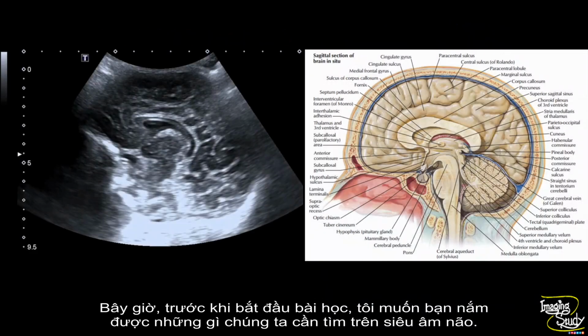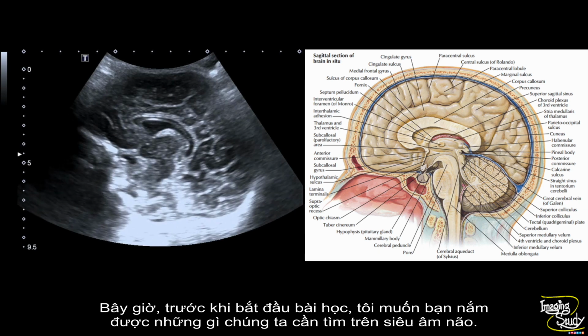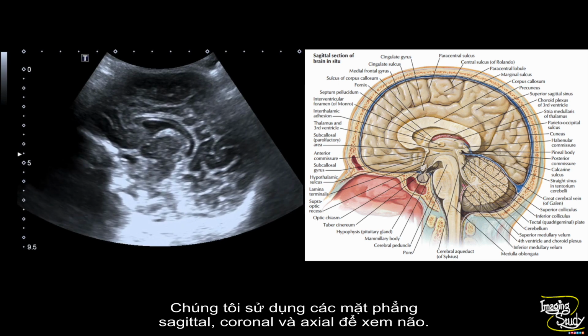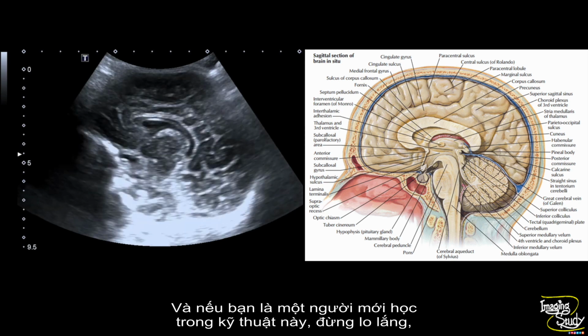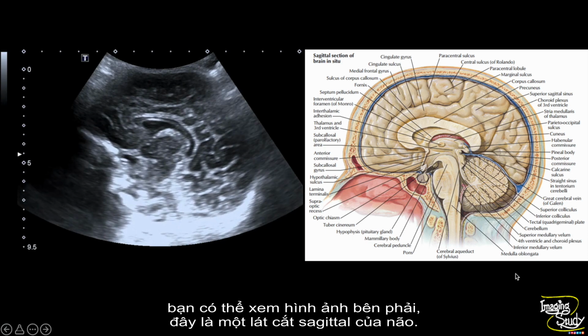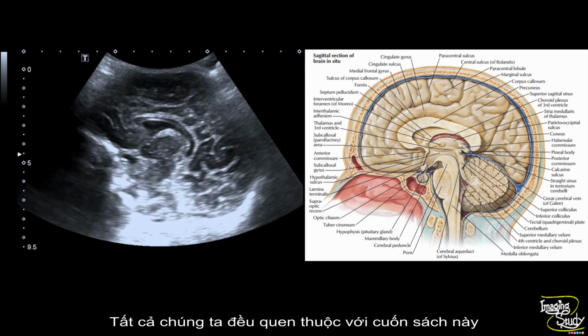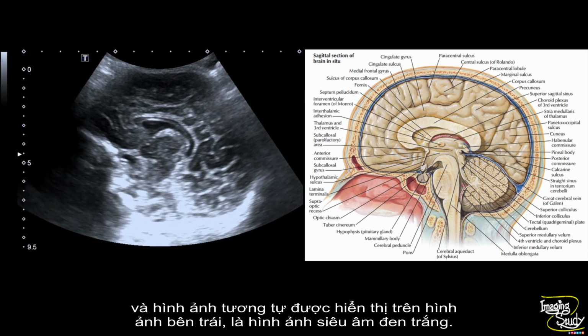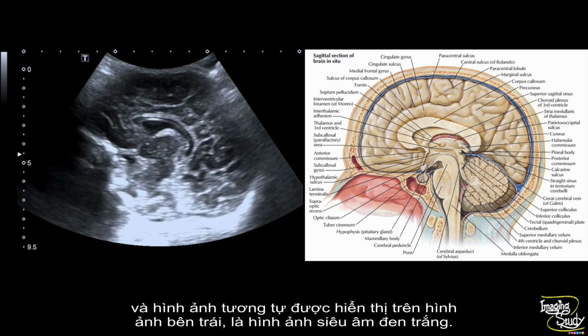Before starting my session, I would love to give you an idea about what we are trying to see here in brain ultrasound. We have the sagittal, coronal and axial planes to see the brain, and if you are a beginner in this field, don't get worried. On the right is a sagittal section of the brain. The image is from your favorite Netter Human Anatomy book. All of us are familiar with that book. And the same image is shown on the left as a gray and white ultrasound image.